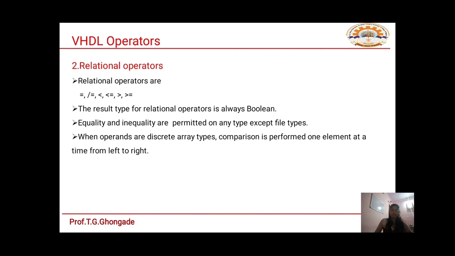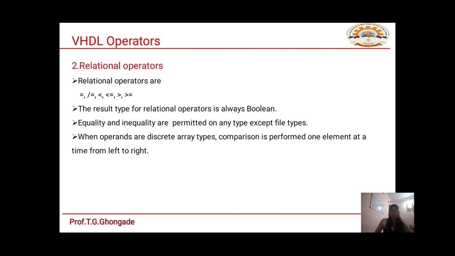Scalar type means a type that can hold only a single value at a time. We have seen lots of subtypes of scalar type, which are integer type, enumeration type, floating type, physical type. These all are the subtypes of scalar type. So these remaining 4 relational operators are permitted on any scalar type or discrete array type. Discrete array type means an array in which the element values belong to a discrete type.